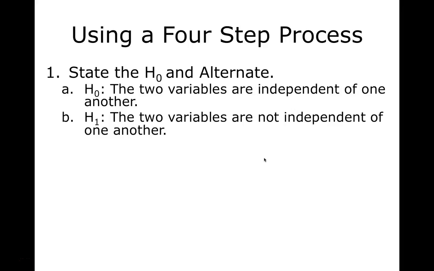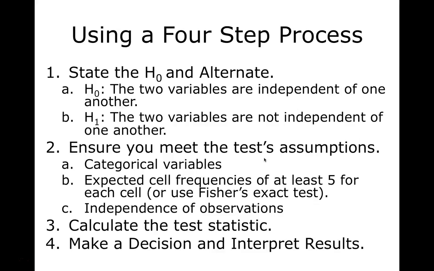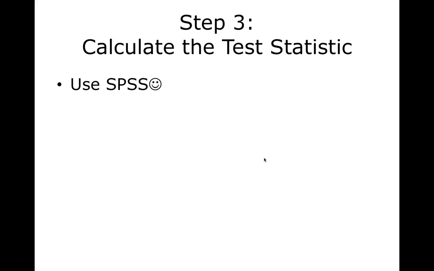So using this 4-step process, we would state the null and alternative. The null hypothesis is that the two variables are independent of one another, that they don't have anything to do with one another. And the alternative hypothesis would be that the two variables are not independent of one another, that they have some overlap. And so we want to make sure we meet the test assumptions, that we have categorical variables, expected cell frequencies of at least 5 for each cell, and that our categories are independent. We calculate the test statistic, and we make a decision and interpret our results.